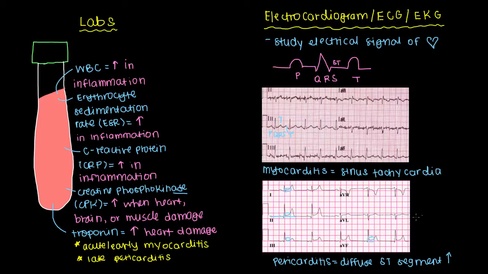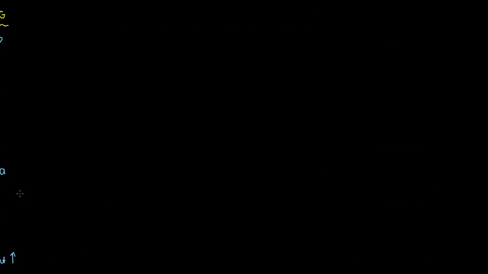And when you see this for pericarditis, it's classic, and you can actually diagnose it straight from here, and you don't need to move forward. We can start treating right away. For myocarditis, sinus tachycardia is not a very characteristic finding on EKG, so we'd have to do other tests. So let's move forward and talk about some other tests.